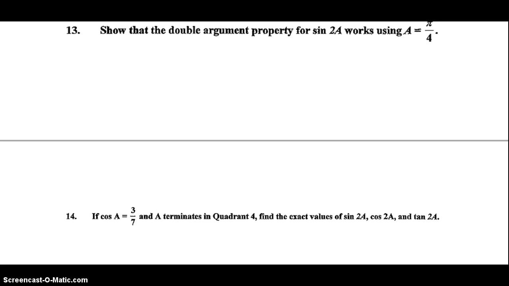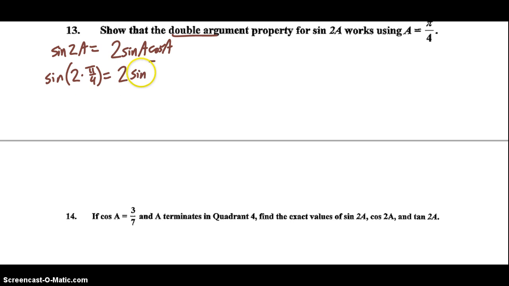Let's dive right in. Show that the double argument property for sine of 2a works using a equals pi over 4. Alright, the double argument property. Remember, sine of 2a equals 2 sine a cosine a. You can derive that, but it's also right from your property list, so hopefully that shouldn't be too bad. So we're actually going to show that this works. So the sine of 2 times pi over 4, we're going to show that that's equal to 2 sine of pi over 4 cosine of pi over 4.